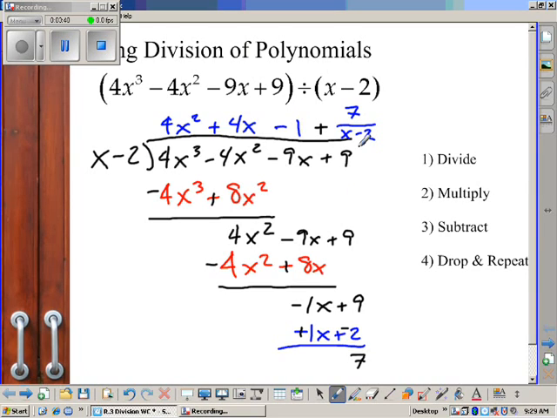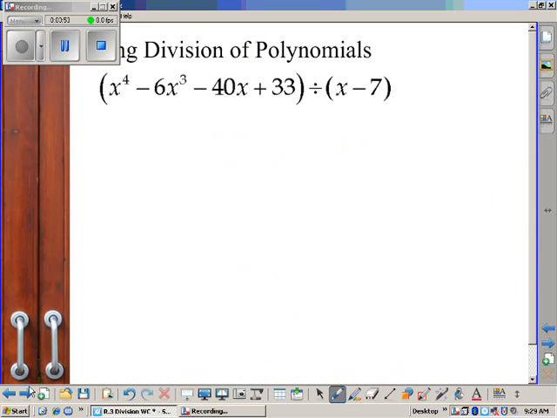So again, after you get it set up in the long division style, the steps are: divide, multiply, subtract, drop the rest of the polynomial, and repeat. We'll do one more just for good measure. This one is actually an example where we're skipping a term. So again, let's get this set up.